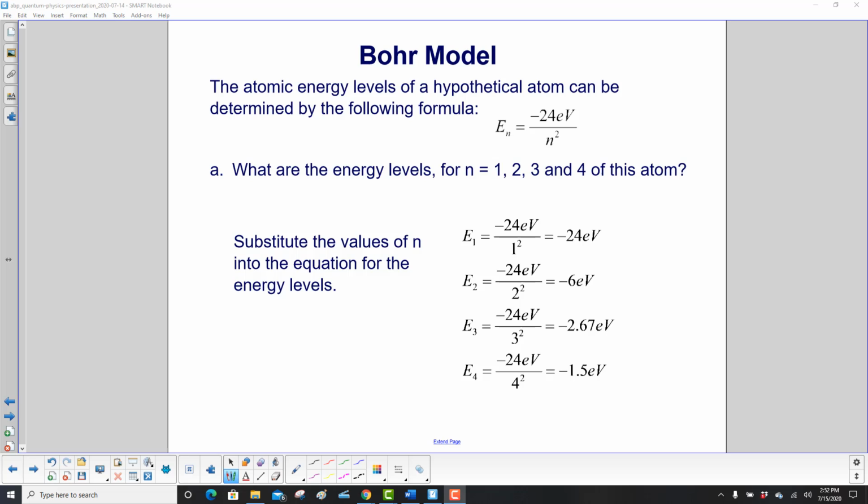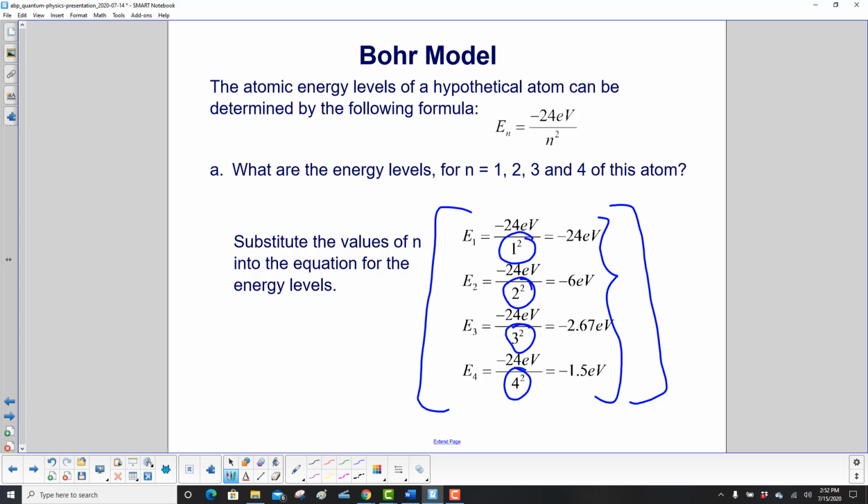What are the energy levels for n equals 1, 2, 3, and 4 of this atom? Well, this is pretty straightforward. We've got the equation. Put in your values for n in the denominator and make sure you square it. And we have the 4 energy levels, starting at E sub 1, negative 24 eV, down to negative 1.5 eV for E4.